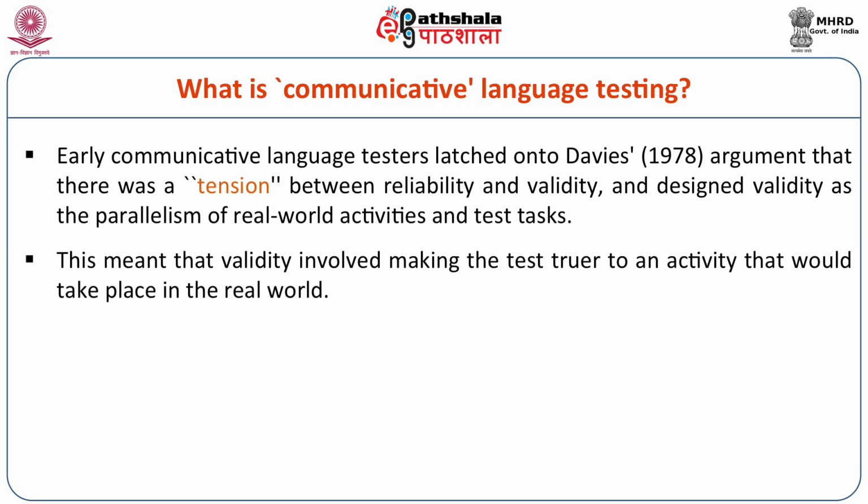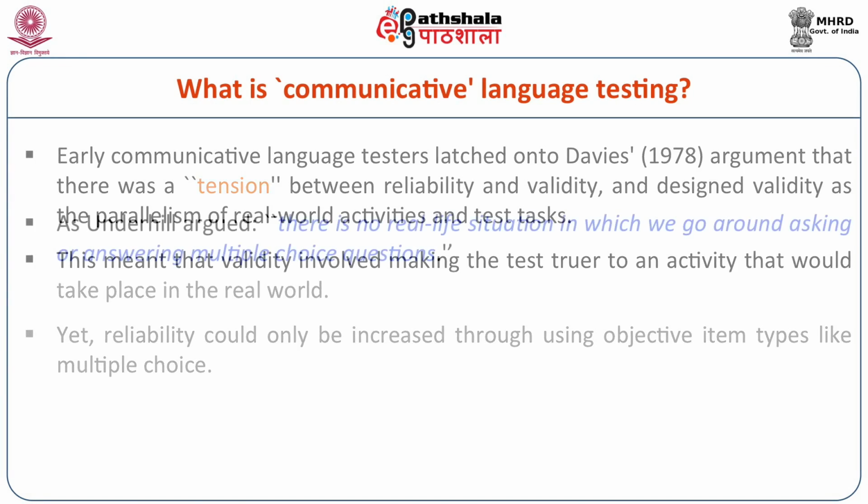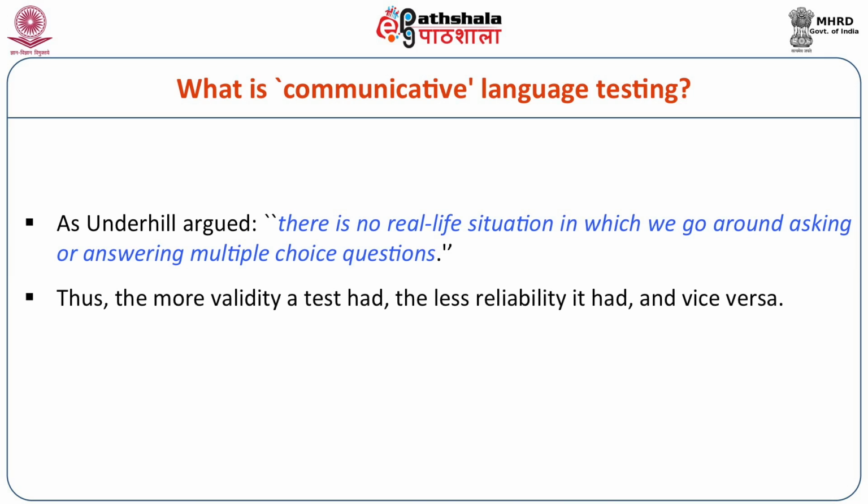This means that validity involved making the test truer to an activity that would take place in the real world. Yet, reliability could only be increased through using objective item types like multiple choice. As Underhill in 1982 argued, "There is no real life situation in which we go around asking or answering multiple choice questions." Thus, the more validity a test had, the less reliability it had, and vice versa.